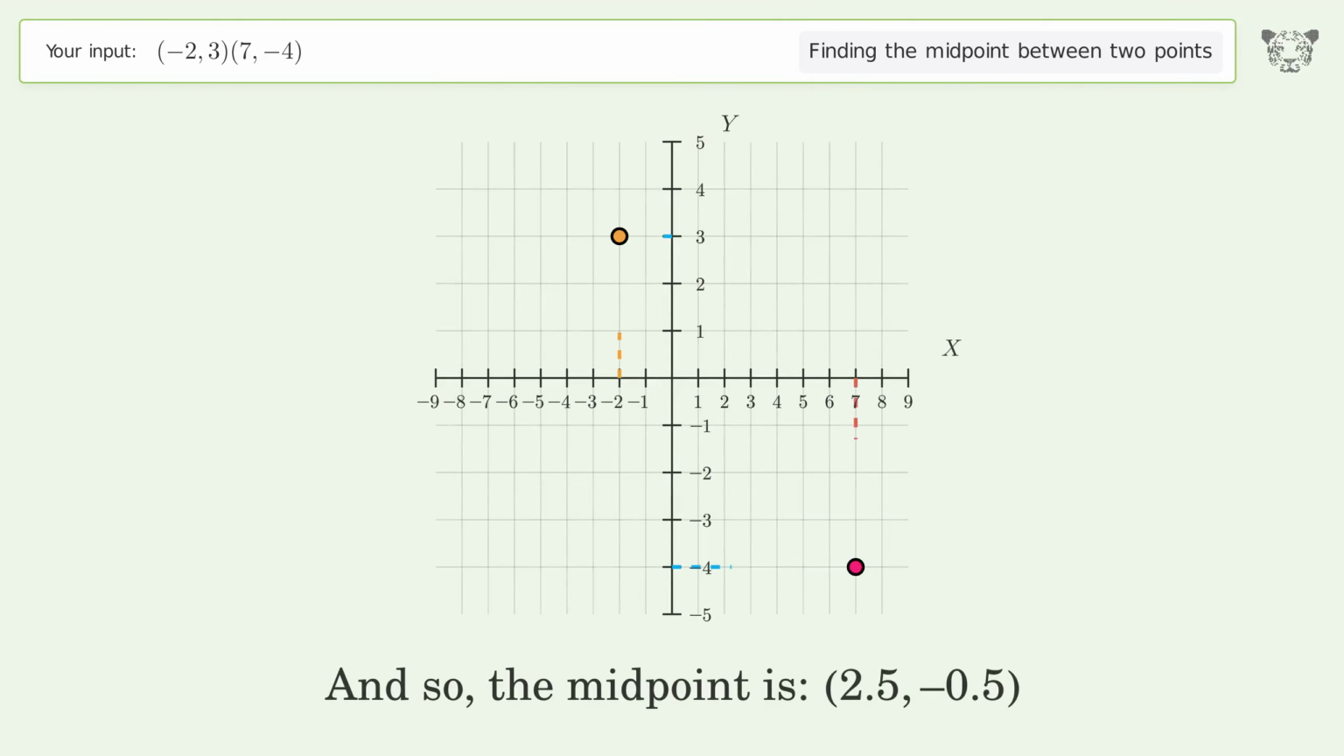And so, the midpoint is 2.5, negative 0.5.